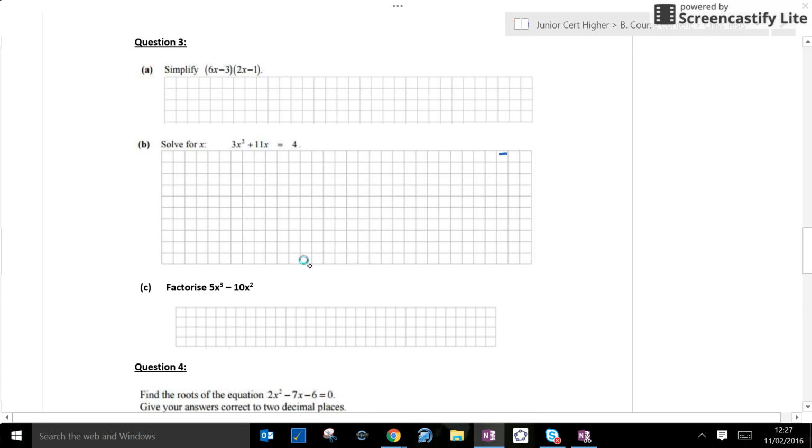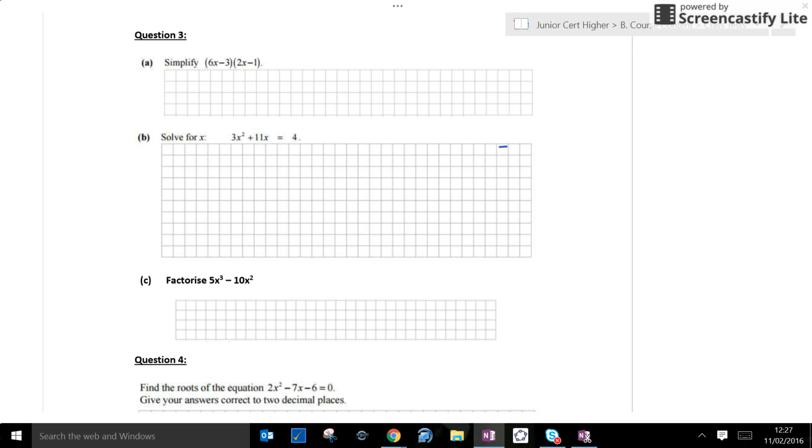Okay, so we move on to question 3a now. We're told to simplify 6x minus 3 by 2x minus 1. So we've one expression, 6x minus 3, by another expression, 2x minus 1. To do this, we need to ensure that every term in expression 1, 6x minus 3, gets multiplied by every term in expression 2, 2x minus 1.